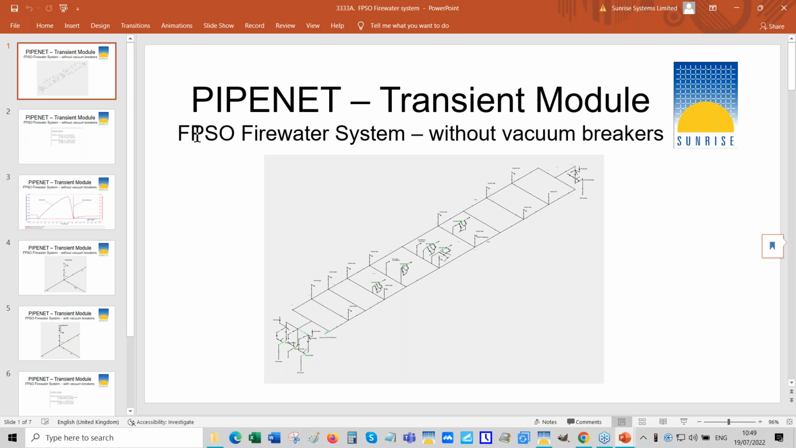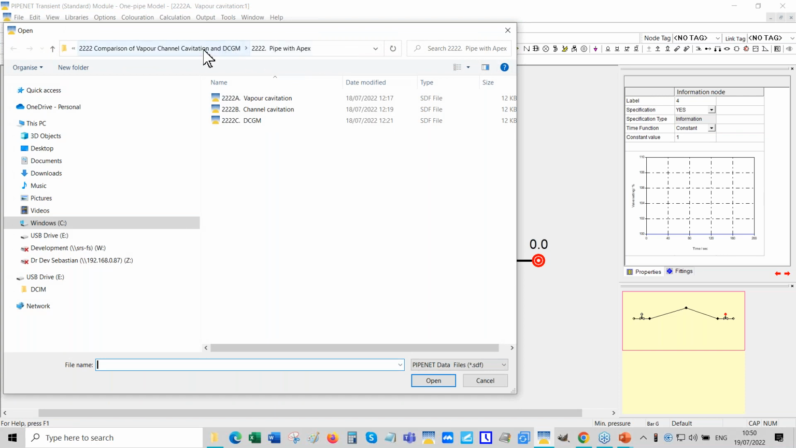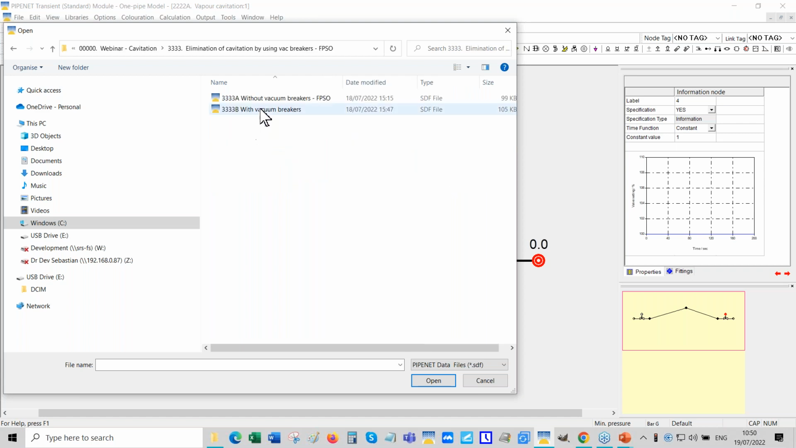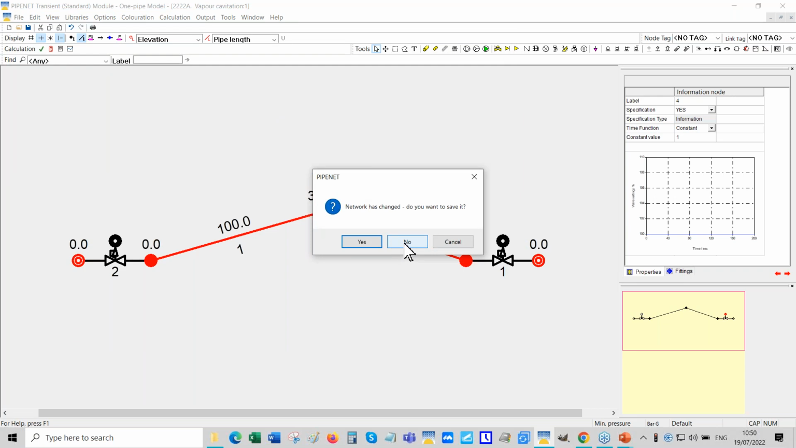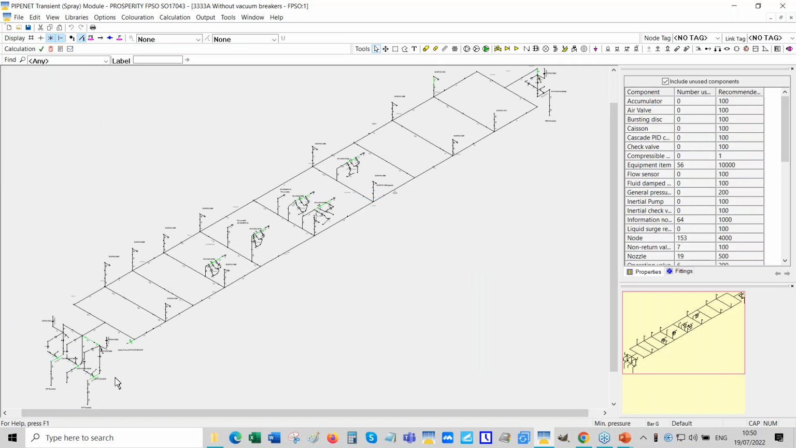So this is a firewater system from an FPSO. The first case we consider is without vacuum breakers. In other words, the system is built as it is to put out the fire with no consideration of the dynamic phenomenon that takes place and the possibility of cavity forming. Let's open that model. So it's the elimination of cavity by using vacuum breakers. That's what this is. Using vacuum breakers is a standard method for eliminating cavities.